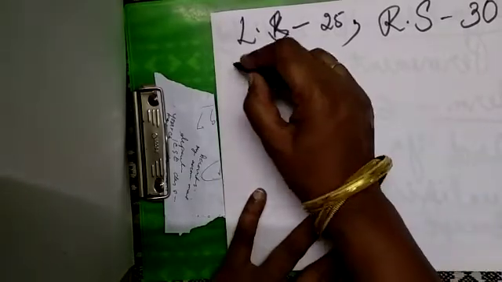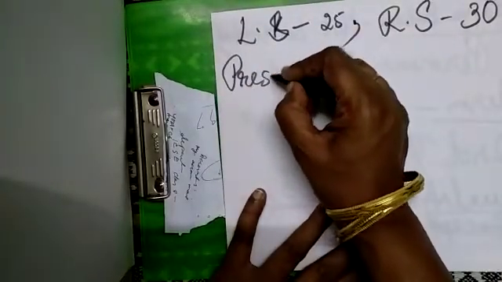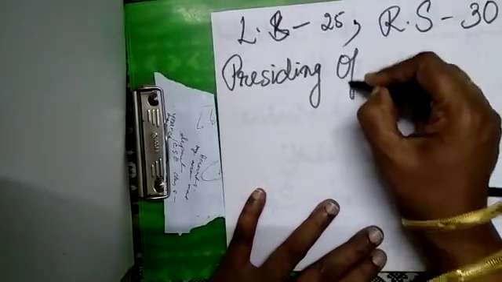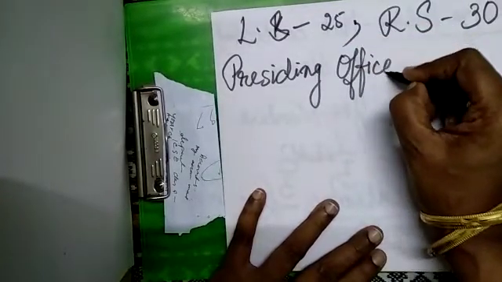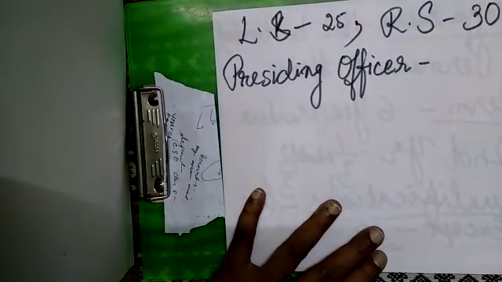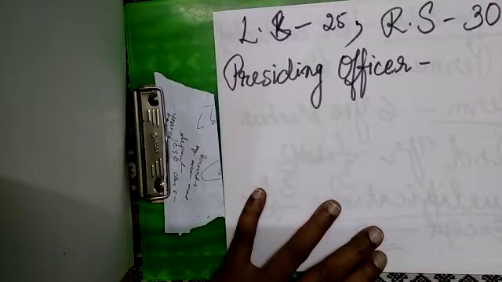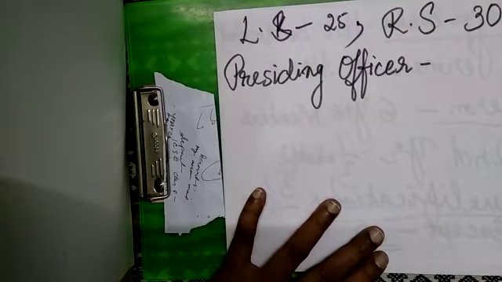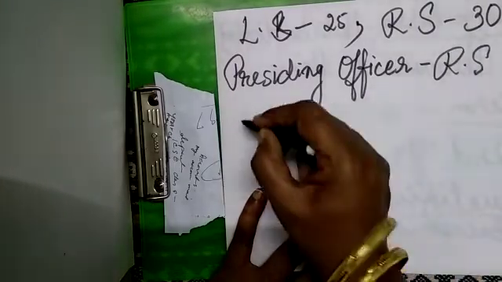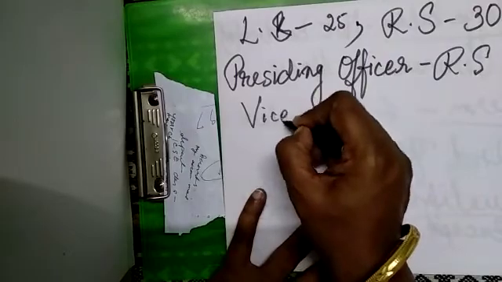Then comes the presiding officer. Who is the presiding officer of Lok Sabha that we had learned? Yes, the presiding officer of Lok Sabha is the speaker, and the present speaker, as I had said, is Mr. Om Birla. While the presiding officer of Rajya Sabha is the vice president.